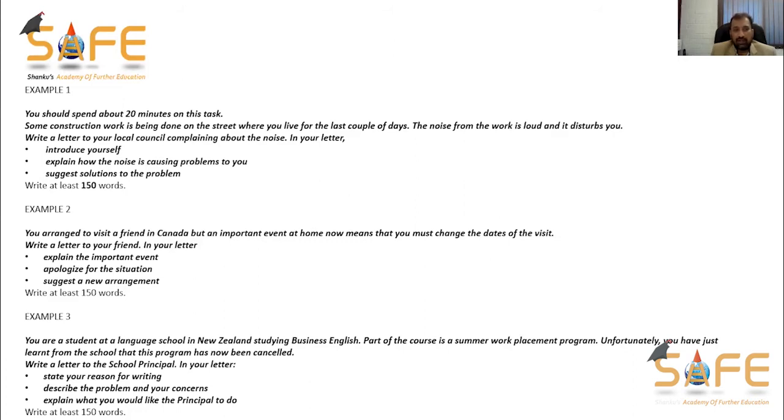Some construction work is being done on the street where you live for the last couple of days. So here the scenario unfolds where they are providing you the background of the letter. So there is some kind of construction work that is being done on the street where you live for the last couple of days. So you have to imagine that where you live, there is a lot of construction work going on. The noise from the work is loud and it disturbs you. So definitely this is pointing towards a kind of noise pollution created because of the construction work.